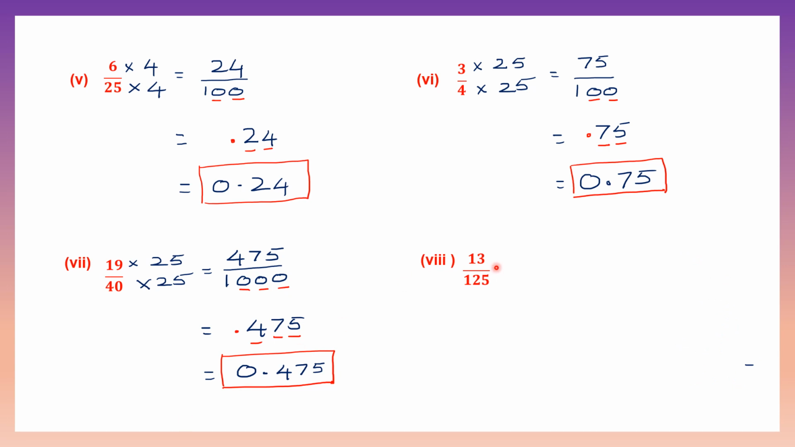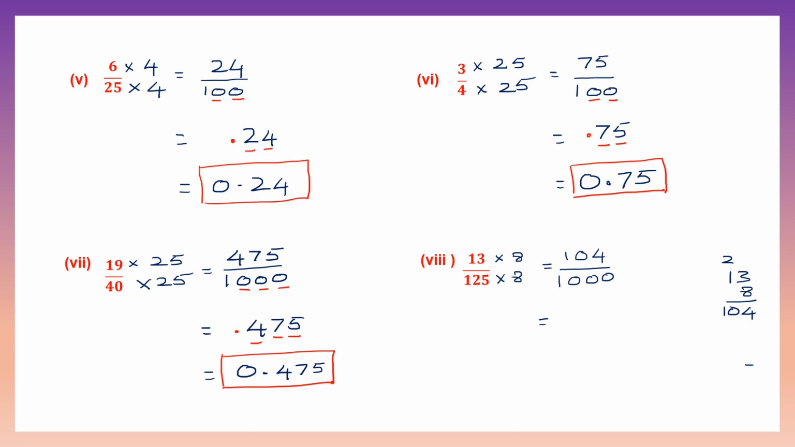Question 8, 13 by 125. Now 125 should be converted into 10 or a higher power of 10, isn't it? So we need to multiply this by a particular number, and the number is 8. When you multiply 125 into 8, you get 1000. So let's multiply this also by 8. So what do we get? 13 into 8. 8 threes are 24, carry 2. 8 ones are 8, 9, 10. So here we have 104. And 125 into 8 is 1000.